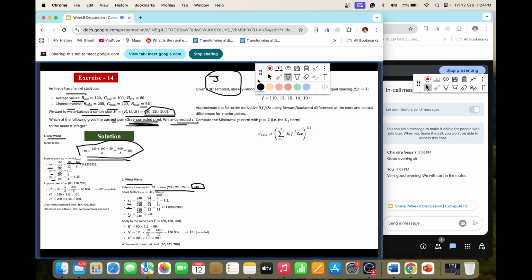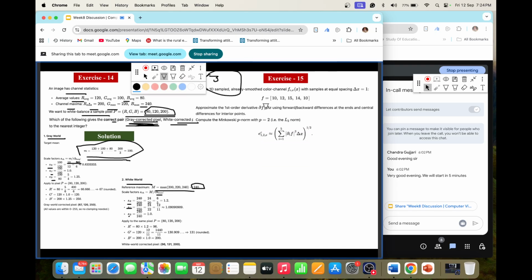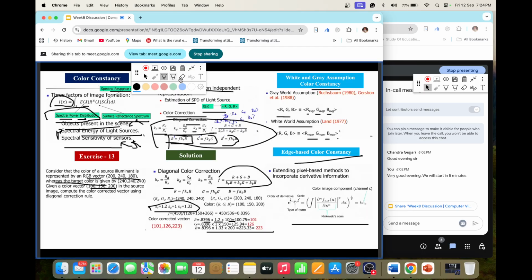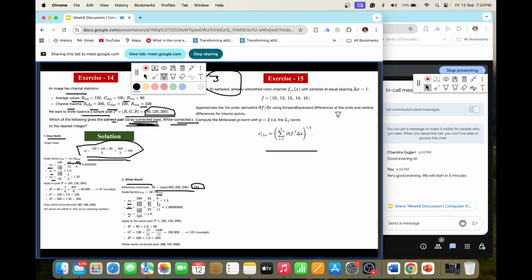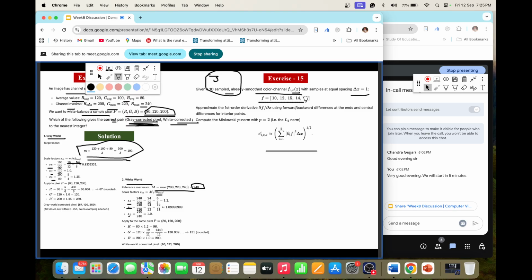And second, we have the Minkowski edge problem, that is the edge based color constancy problem. The edge based color constancy formula is already given, and you are given a 1D sampled, already smoothed color channel f_c sigma x, with sample spacing delta x equal to 1. So the f values are given in this formula. You have to compute the Minkowski p norm with p equal to 2.